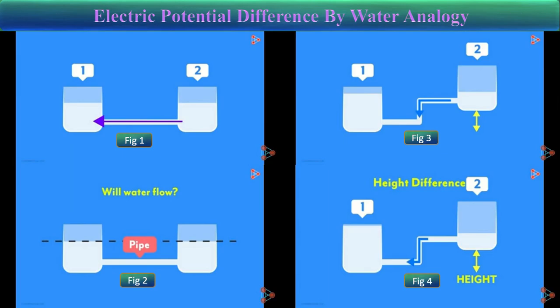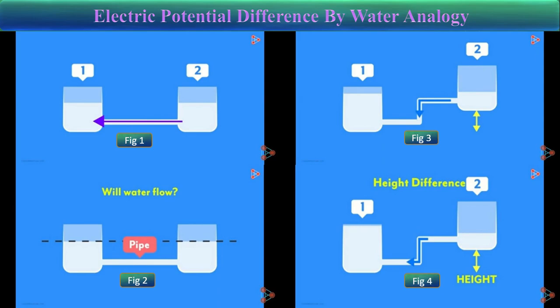I will explain again using the water analogy, so you will get clarity on the subject. You see all four diagrams, figure 1, figure 2, figure 3 and figure 4. Imagine you have two beakers. First you see figure 1.